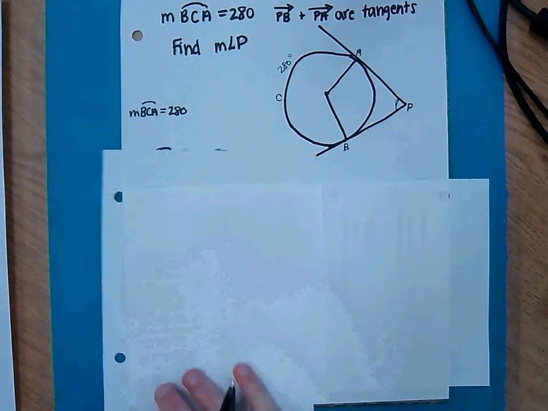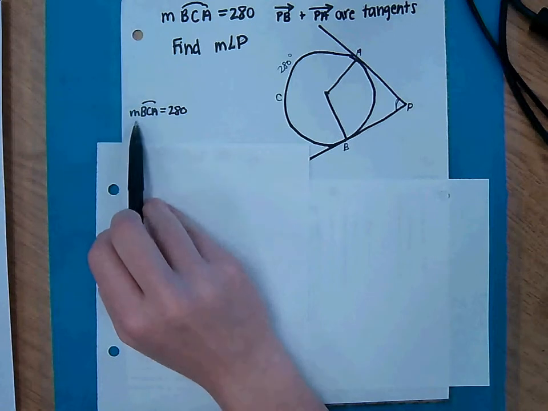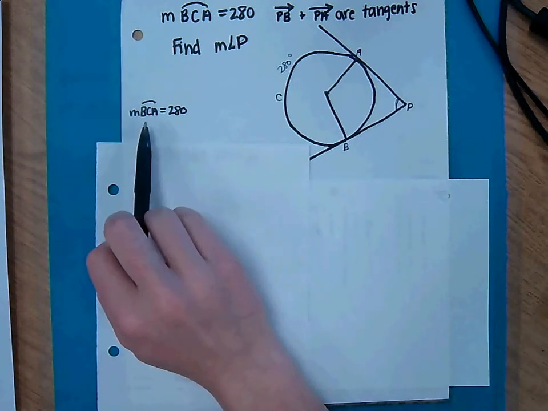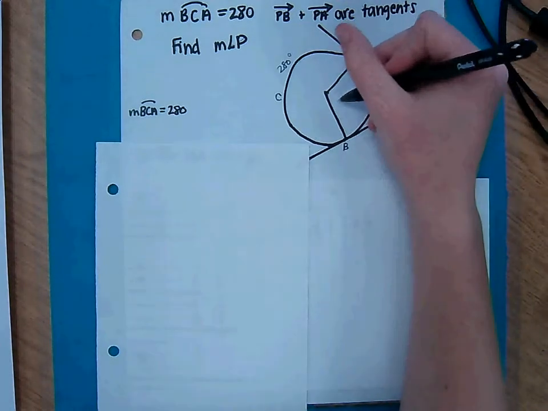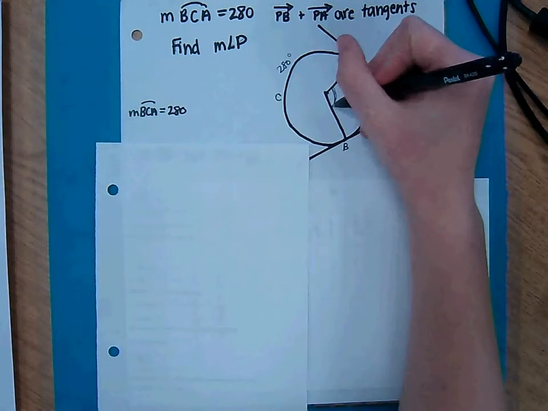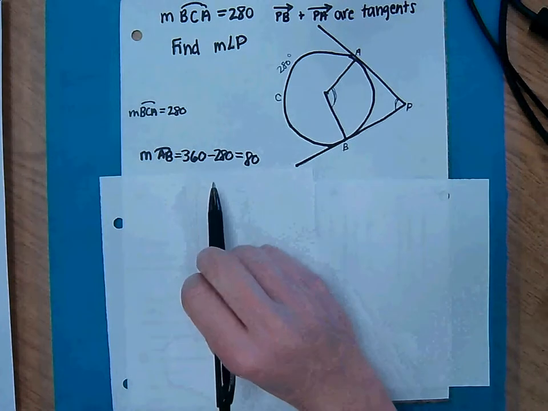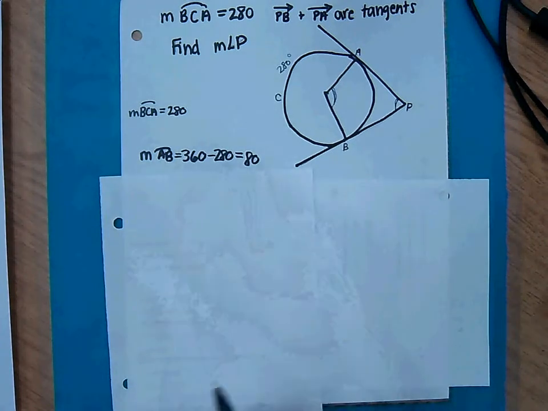So I went ahead and wrote out what we know. The measure of arc BCA is 280. And if you want to find this arc right in here, you just do 360 minus 280, and that'll give you 80.